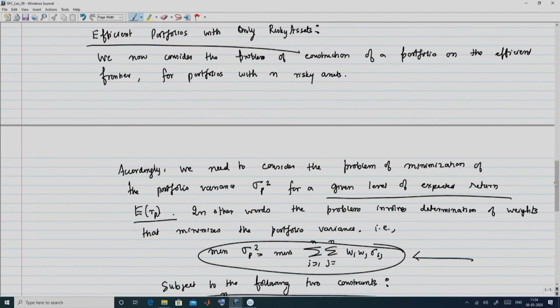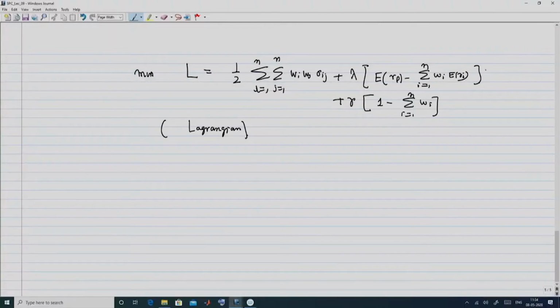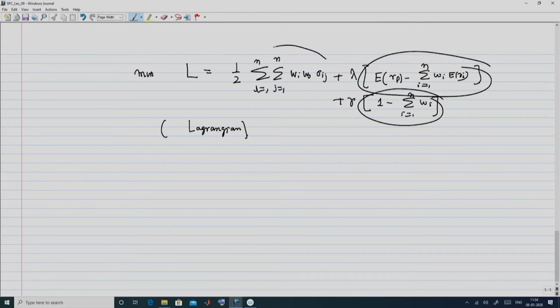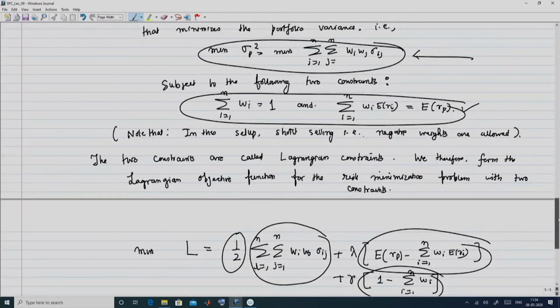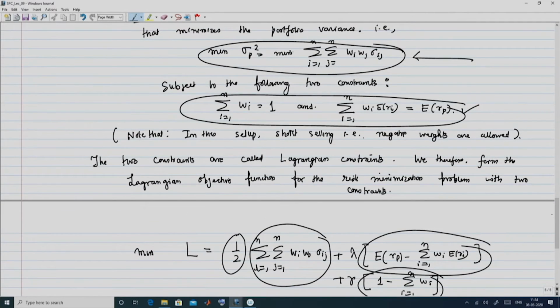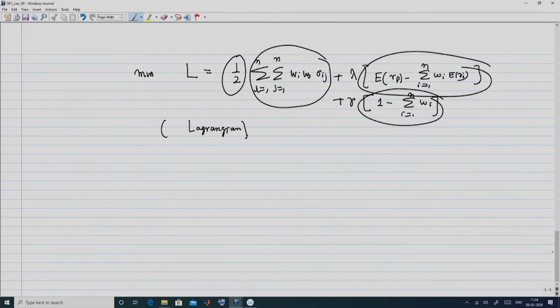Now, observe that this Lagrangian accounts for the two constraints as well as the function to be minimized. The only thing you will notice is that we have added a factor of half here. That is for notational convenience, and also recognizing the fact that minimization of this expression is the same as minimization of half of this expression. So, note that the factor of half is for computational convenience.